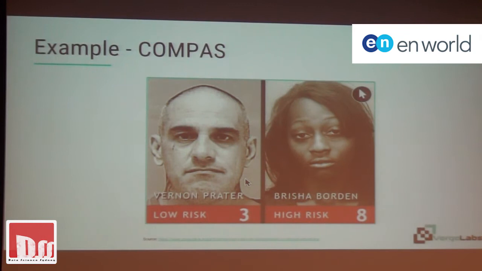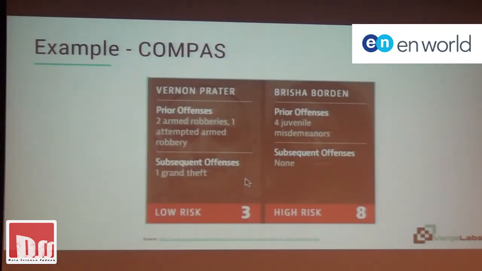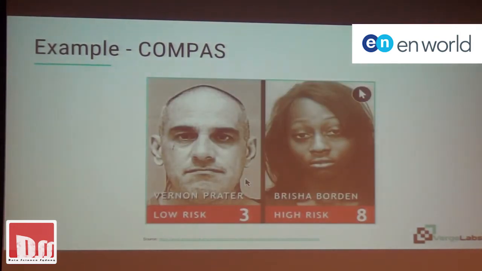So here's an example. I don't know what COMPAS stands for, but it was a risk score that was applied in the US to, I guess, criminal offenders and what their likelihood was of committing a future crime. So we had these two people, obviously one's white, one's black, and the guy on the left, Vernon Prater, he was rated a low risk. The girl on the right was rated a high risk.